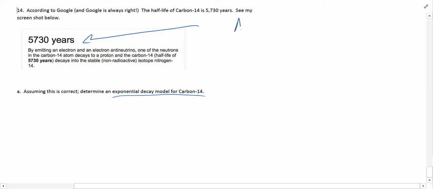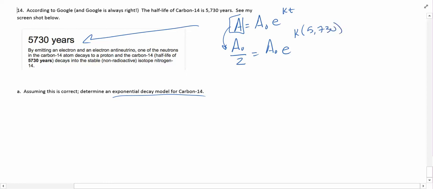So we're going to start by saying, okay, A has to be initial amount e to the kt. All right, and what we want to do is the half-life is 5,730 years. So that means whatever the initial amount is, half of that becomes our new A. So A initial over 2 equals A initial e to the k, and then time was 5,730 years. So that's the setup that we're going to do, and we're looking for k. Once we have it, then we can go back and plug it back in.